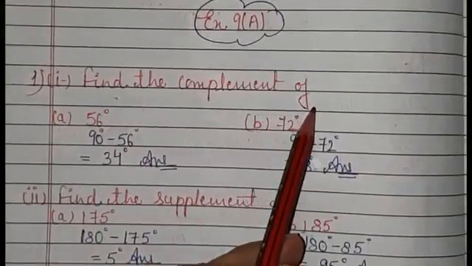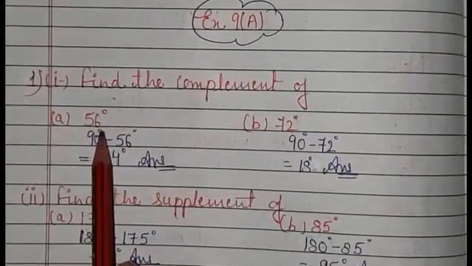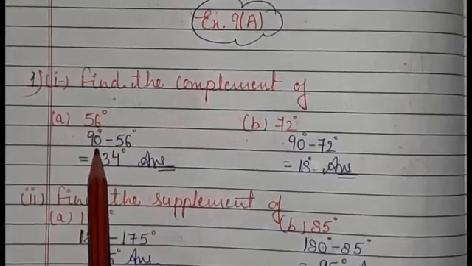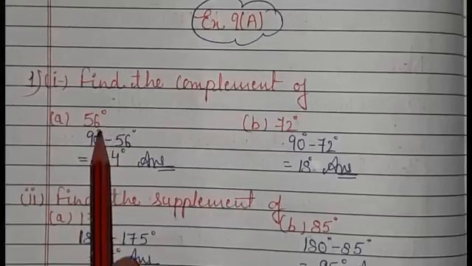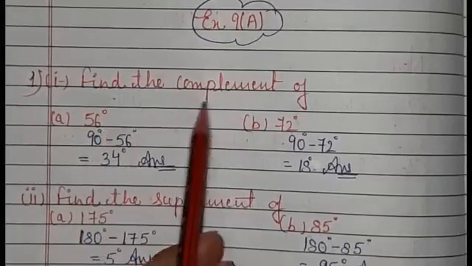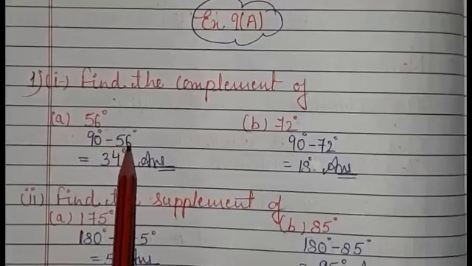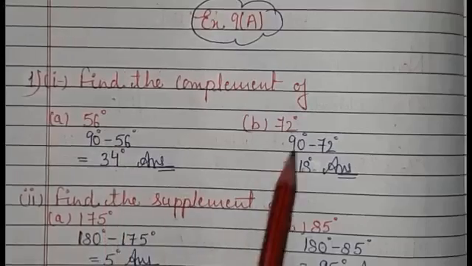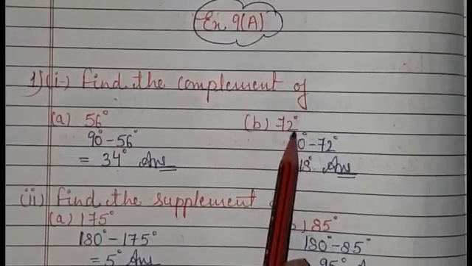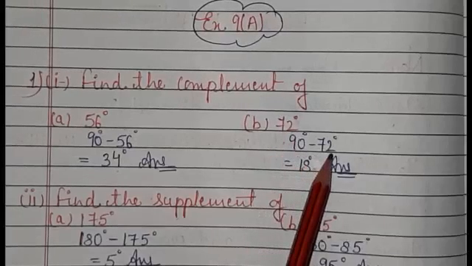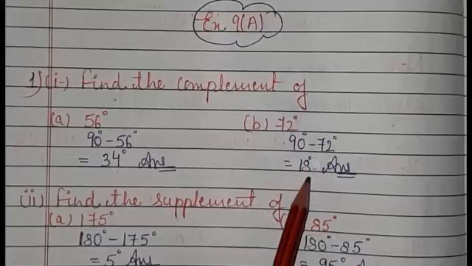Come to exercise 9A, first numerical, first part. Find the complement of 56 degrees. We know that the sum of complementary angles is equal to 90 degrees. So here we have to find the complement of 56 degrees. So it will be 90 minus 56, 34 degrees. Similarly, if we have to find the complement of 72 degrees, it will be 90 minus 72, 18 degrees.